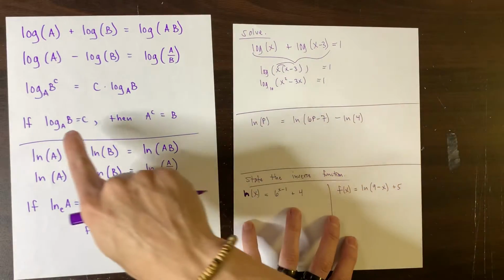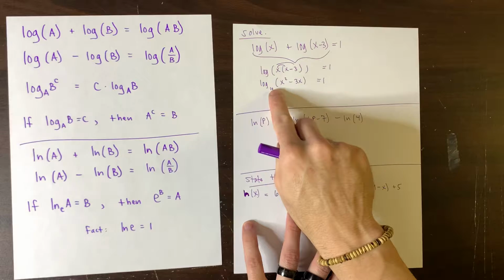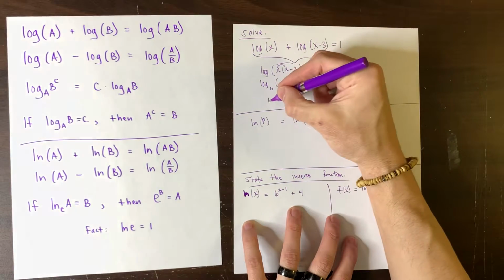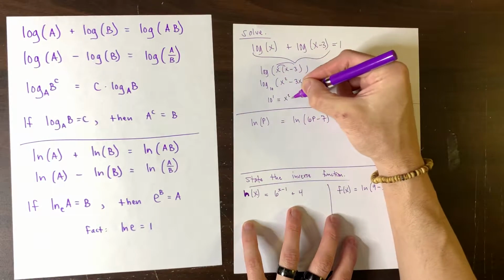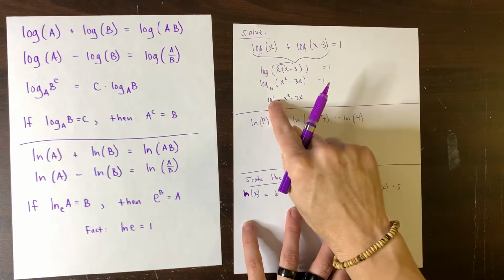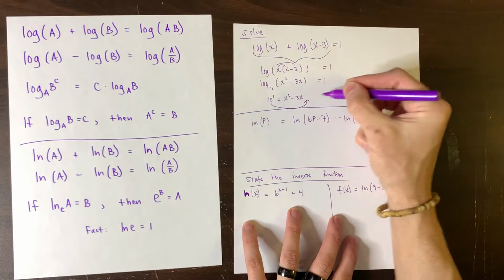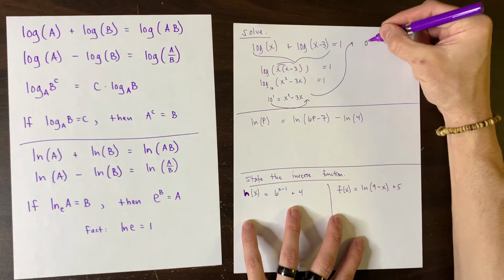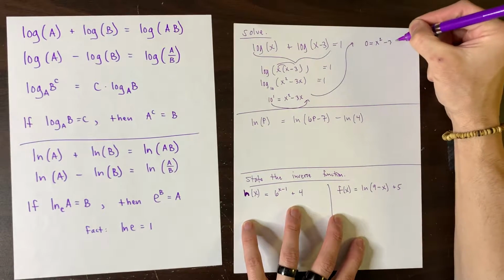Now let's go from log form to exponential form. We can say 10 to the power of 1 equals that. So 10 to the power of 1 equals x squared minus 3x. 10 to the 1 is just 10. And why don't you subtract the 10 to the other side? That'll give us 0 equals this here.